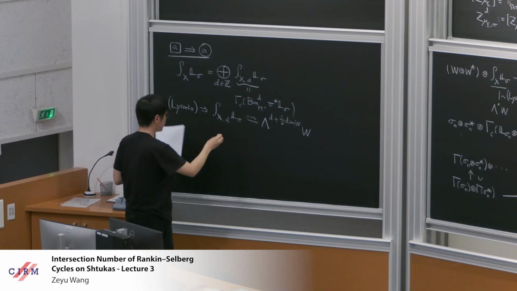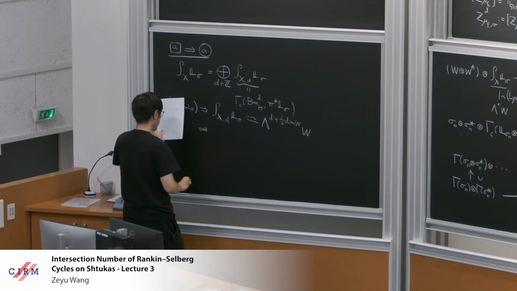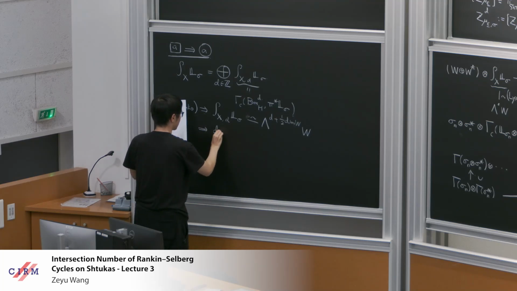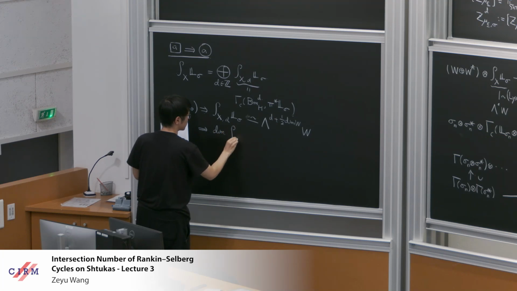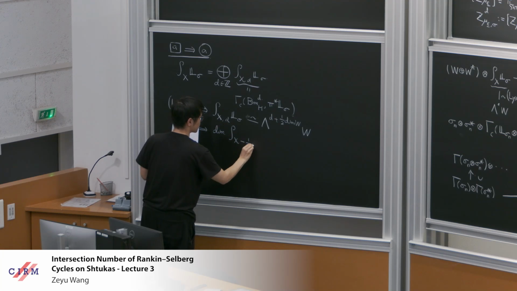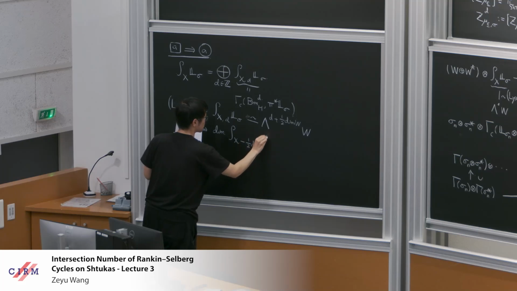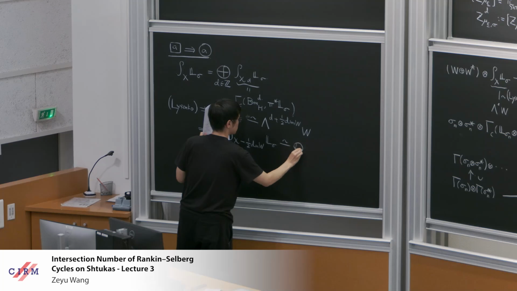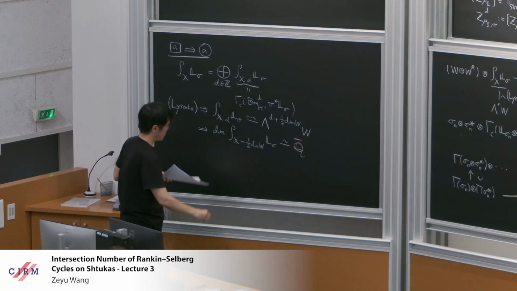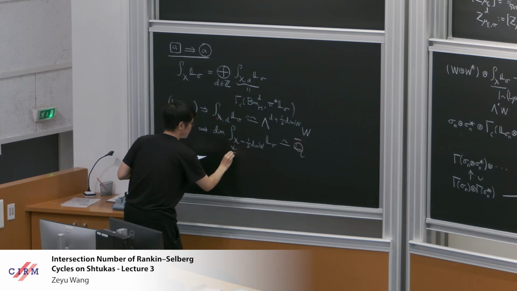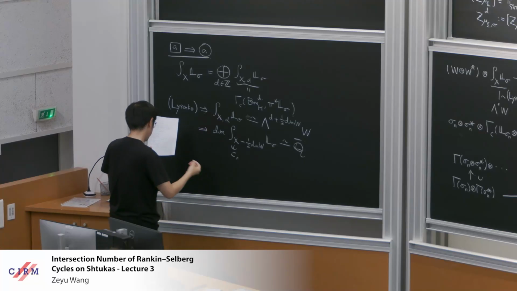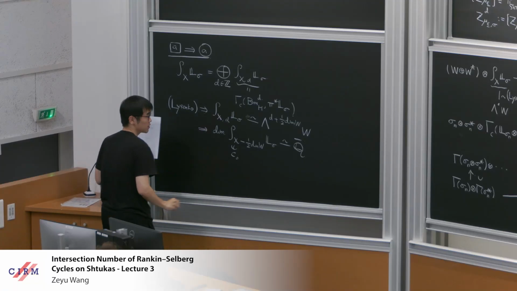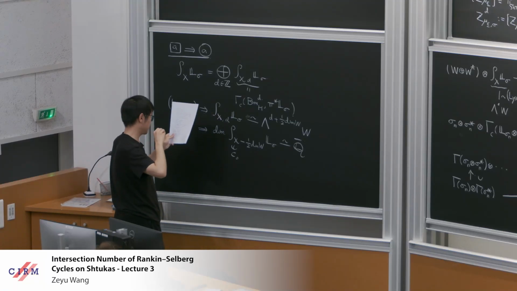And in particular, this implies that the lowest degree term is really one-dimensional, right? And then you can pick any element C0 here.